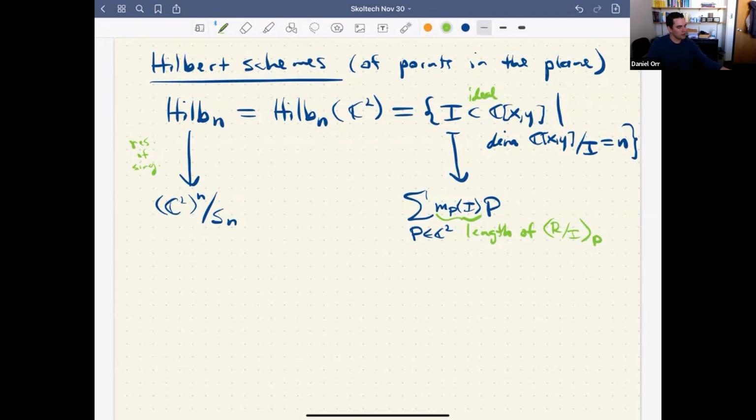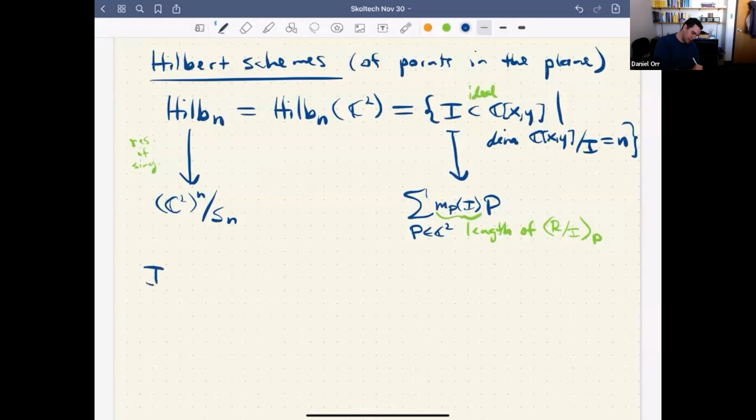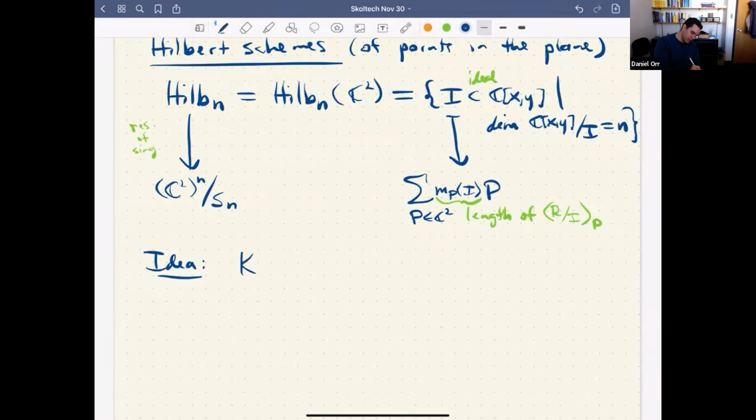I'll do some examples in just a sec of points here upstairs, but what's the idea here? Why should this be related to anything I talked about previously? So the idea is we're going to work with K-theory. If I want to do something K-theoretic here, that's very singular, but I might look at C2N mod Sn. So the equivariant K-theory with respect to Sn of C2N would be some kind of object related to this, and then hopefully related to this resolution.